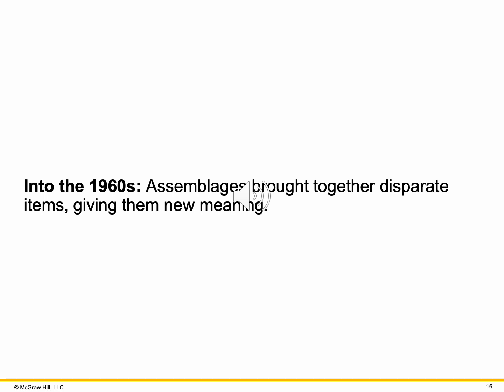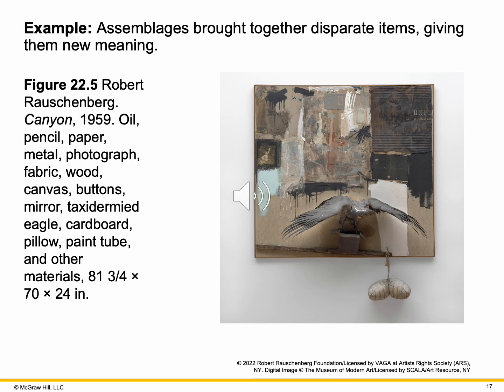Into the 1960s. Assemblages brought together disparate items, giving them new meaning. Robert Rauschenberg's Canyon is what the artist called a combine, because the work combines found objects with paint and collage. A more general term for this kind of work is assemblage. Rauschenberg's found objects came from the streets of New York, in this case, a pillow and a stuffed eagle. To these, the artist added newspaper clippings, a metal drum, a flattened tube of paint, bits of cardboard, a postcard of the Statue of Liberty, a photograph of his son, and a man's t-shirt.